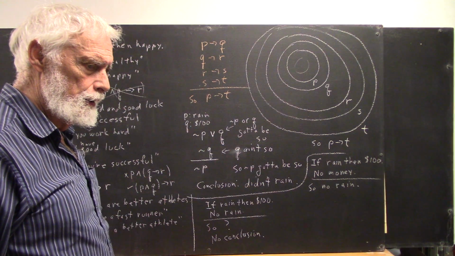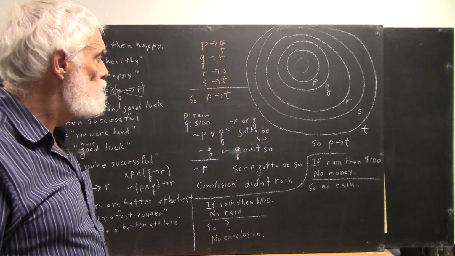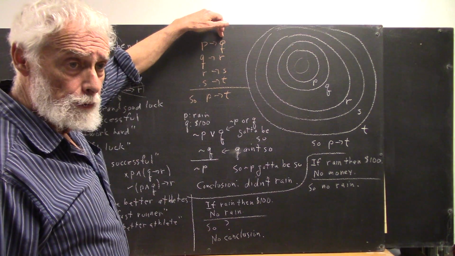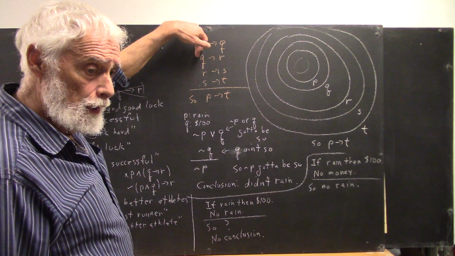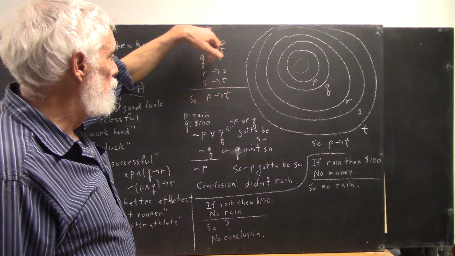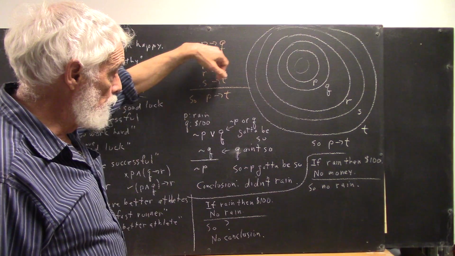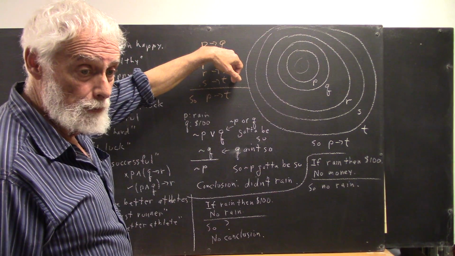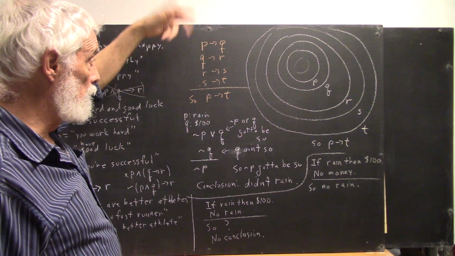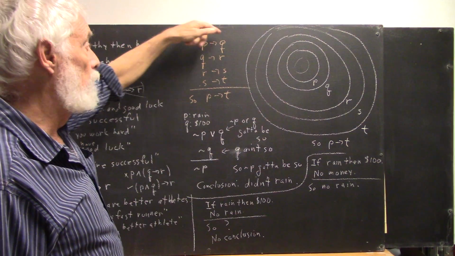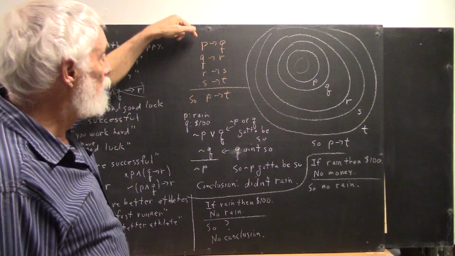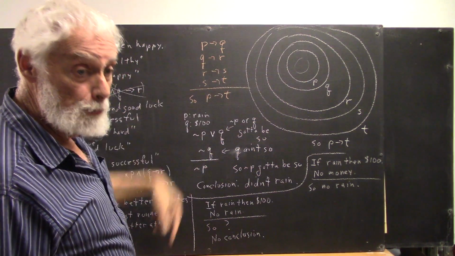Something like, if it rains, you'll get $100. If you get $100, you'll have a good dinner. If you have a good dinner, you're going to get indigestion. If you get indigestion, then you're not going to sleep well. So, your conclusion is what? If it rains, well, then this is going to happen, etc., etc. If it rains, then you're not going to sleep well.